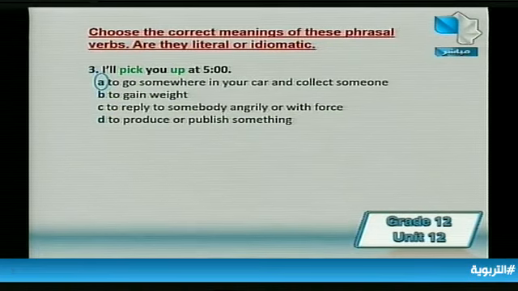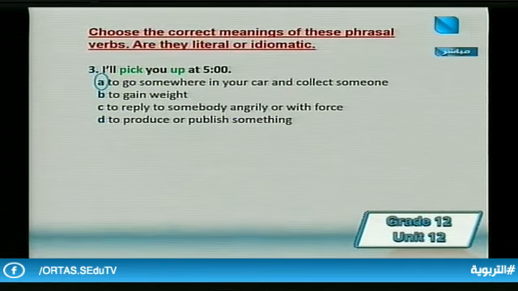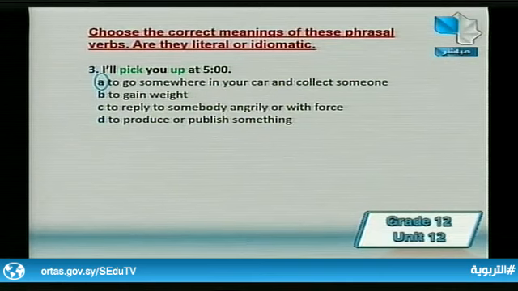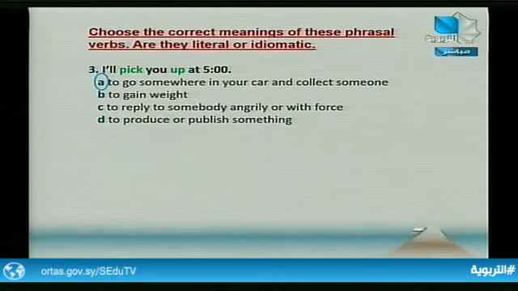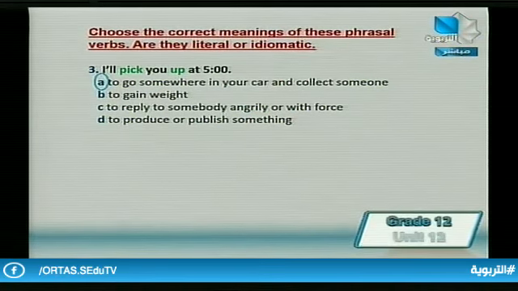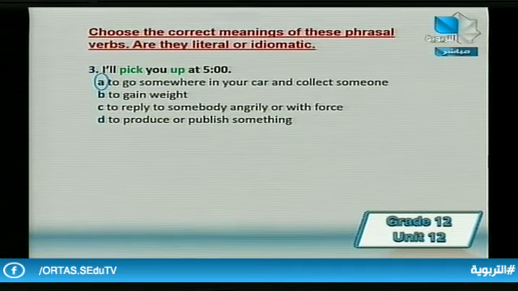Very nice. So here it has an idiomatic meaning. The first choice, which is A, to go somewhere in your car and collect someone, is the meaning of pick you up. Very nice indeed. It is here an idiomatic meaning, not a literal meaning. More examples.